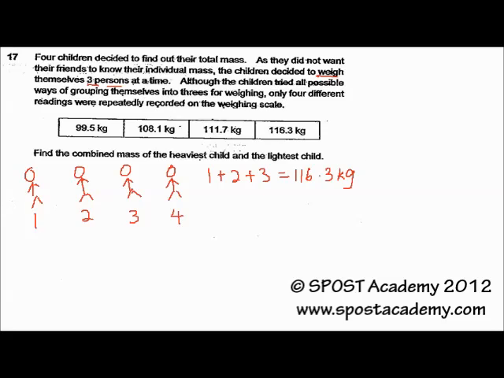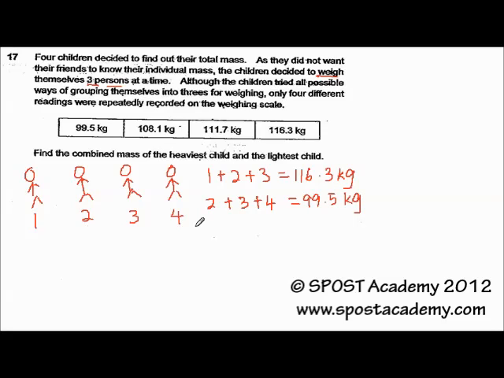The other extreme case would be when I weigh the 3 lightest children together. So that would be 2 plus 3 plus 4. And that gives us the lightest mass, which is over here, 99.5 kg.